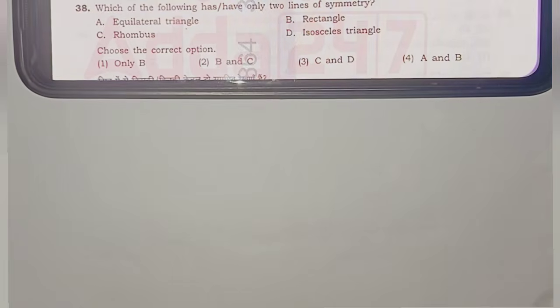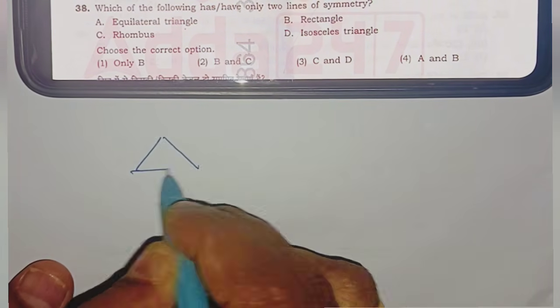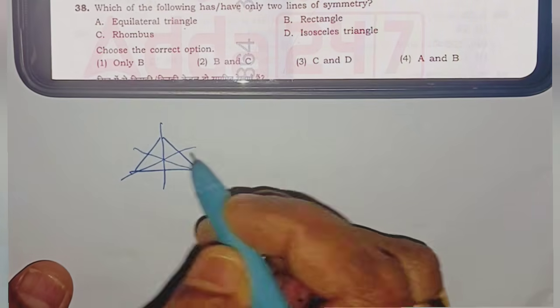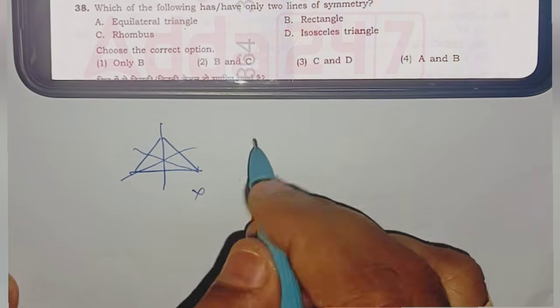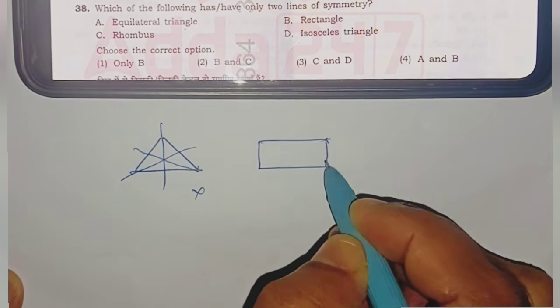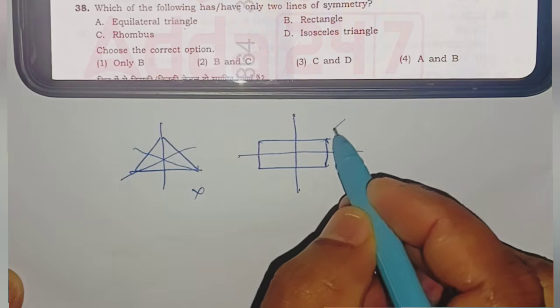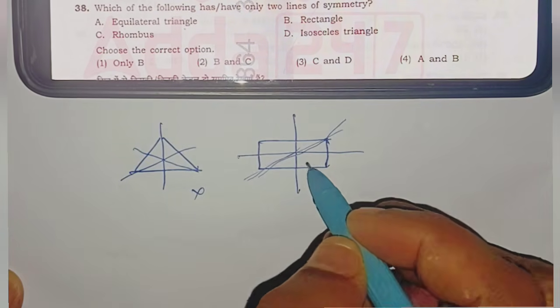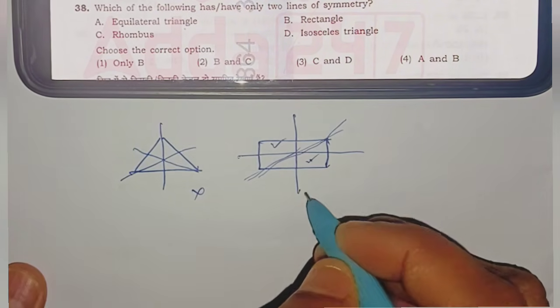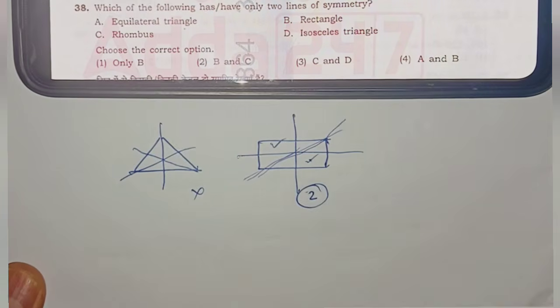Now, which of the following has or have only 2 lines of symmetry here. For an equilateral triangle, if I draw an equilateral triangle, it has 3 lines of symmetry here. So this is wrong. And a rectangle has 2 lines of symmetry here. If I draw here, it will not be symmetrical to this portion. So this rectangle has only 2 lines of symmetry.